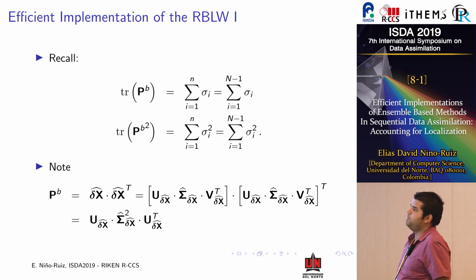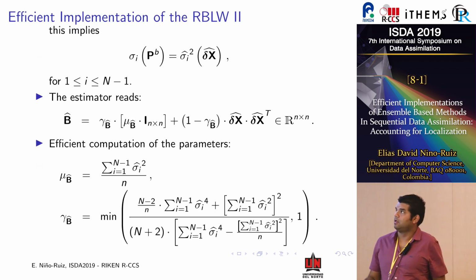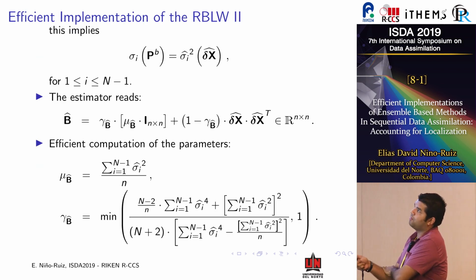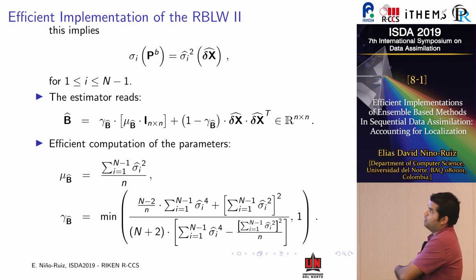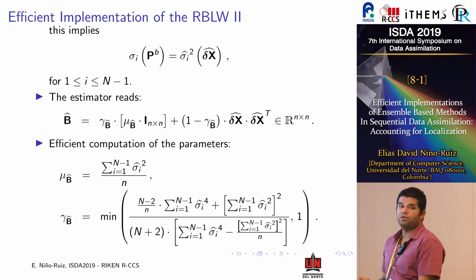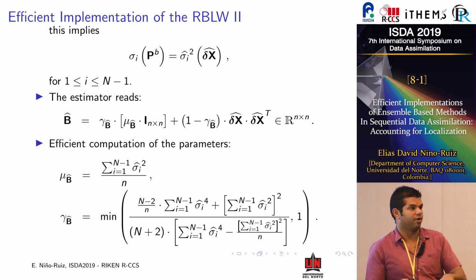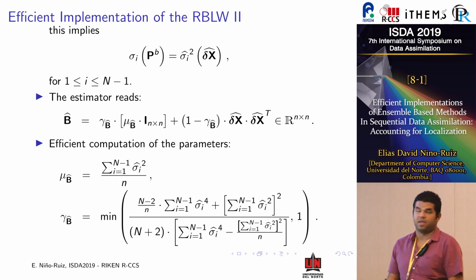Now, this implies something, right? PB is equal to this matrix of anomalies times the matrix of anomalies transposed. If we compute an economic singular value decomposition of this matrix, we end up with something like this, right? This is well known. Now, this allows us to know that a singular value of PB is equal to the square of a singular value of the matrix of member deviations. So actually, you don't need to compute PB in order to know its singular values. I can rely on the low rank approximation or low rank square root approximation of that matrix, okay?